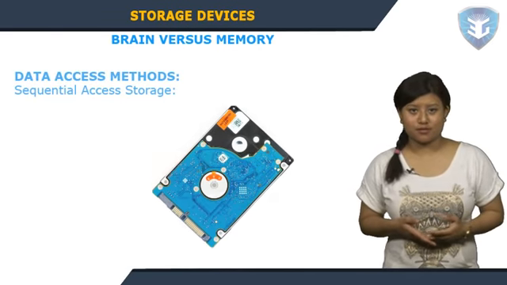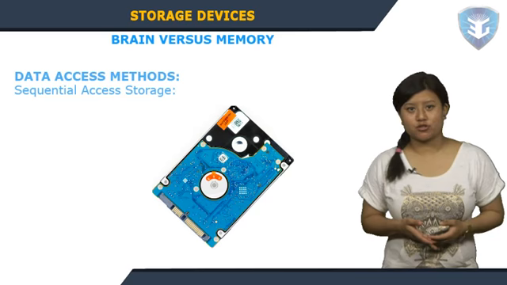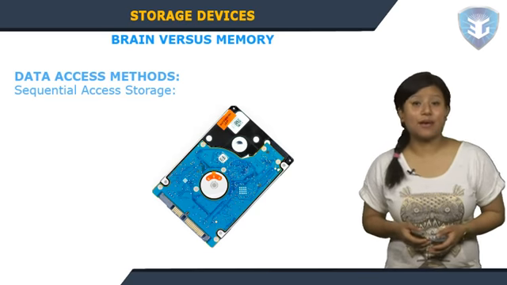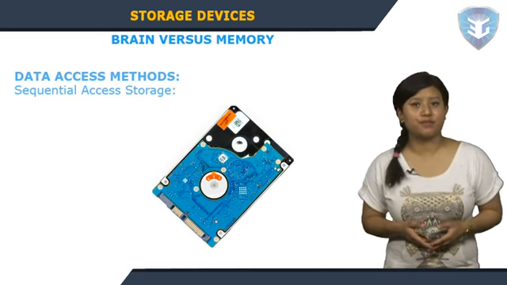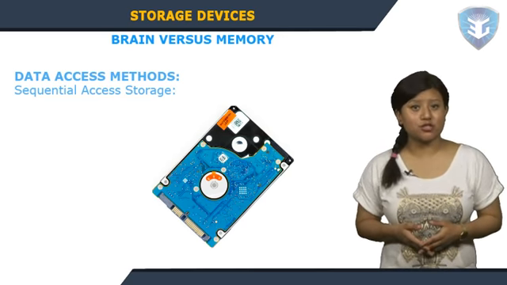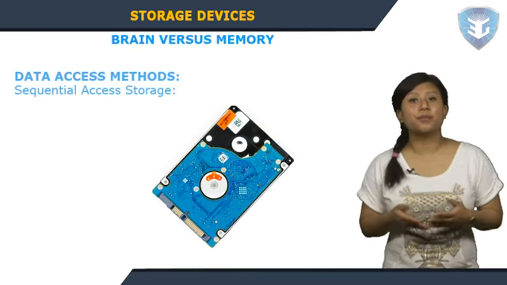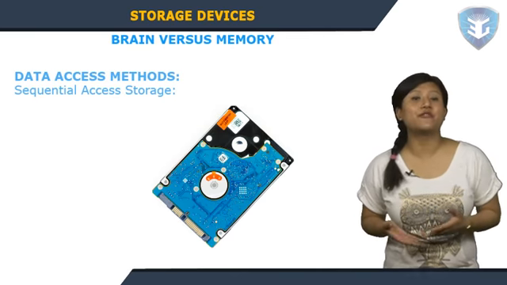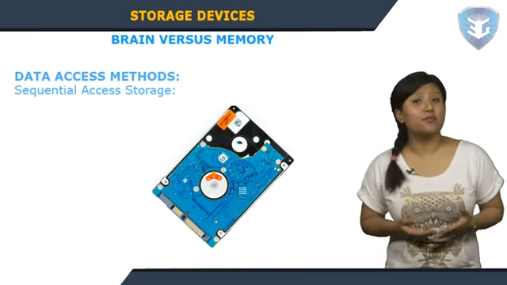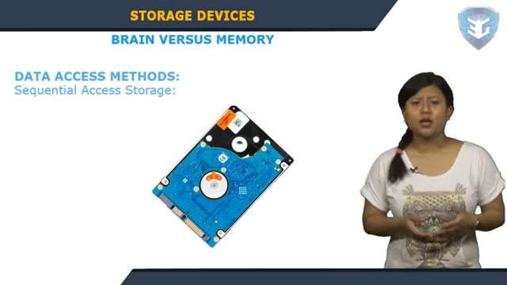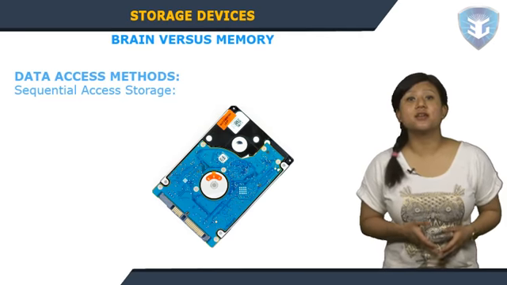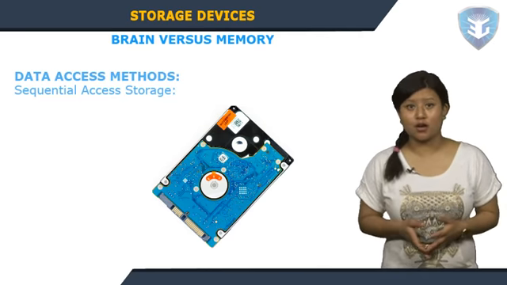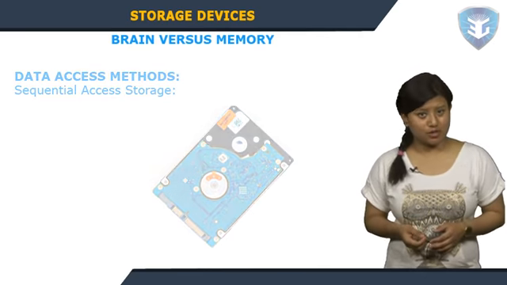Data access methods. Sequential access storage. Punched cards, paper tape, and magnetic tape are examples of sequential access storage media. When operating in a sequential environment, a particular record can be read only by first reading all the records that come before it in the file. When we store a file on tape, the 125th record cannot be read until the 124 records in front of it are read. The records are read in sequence.